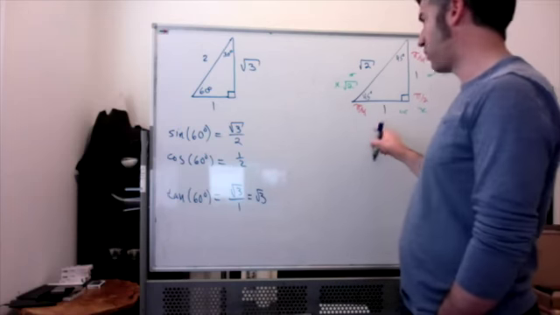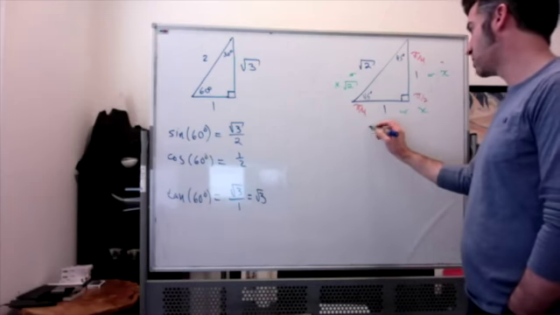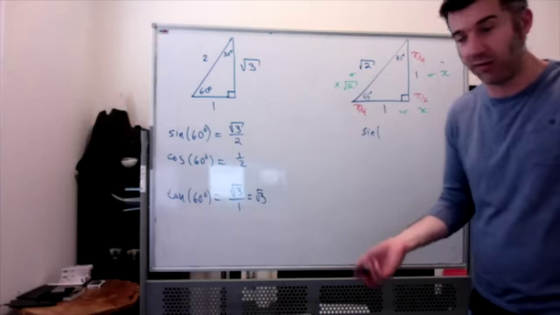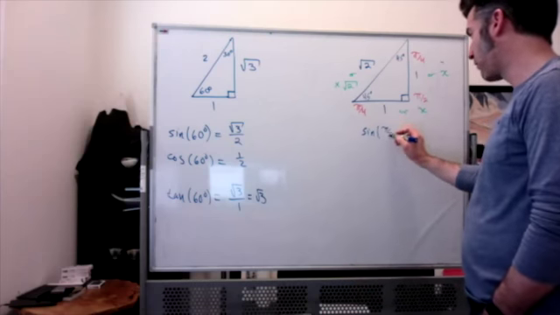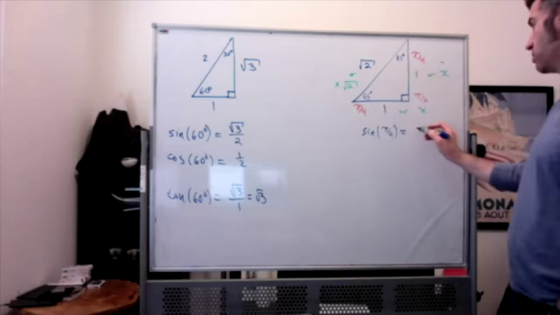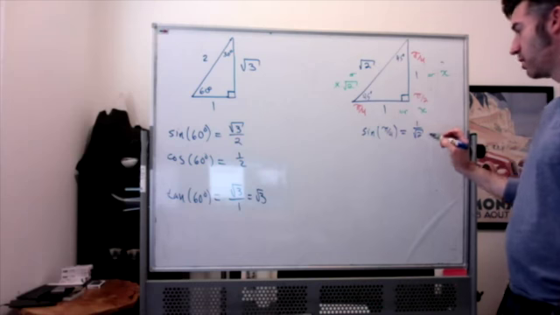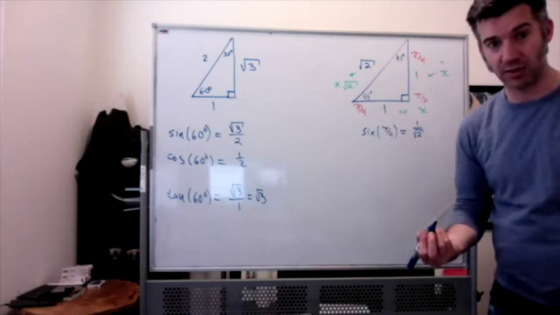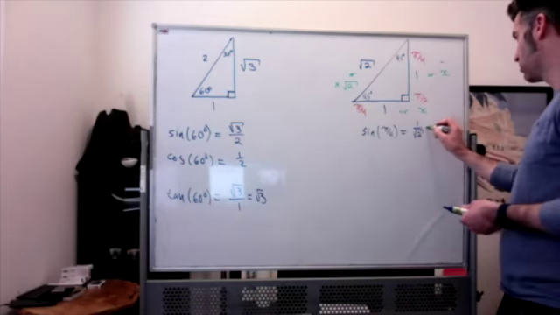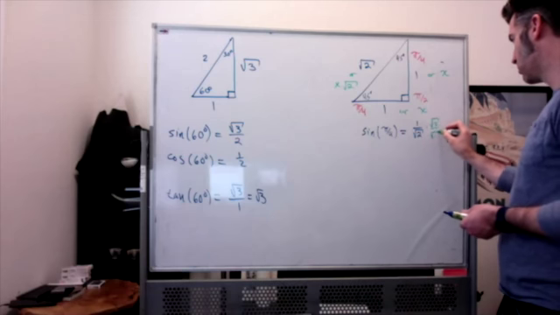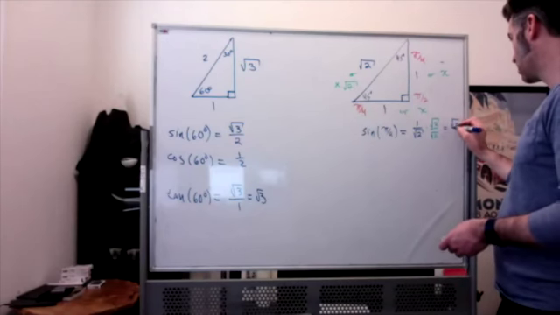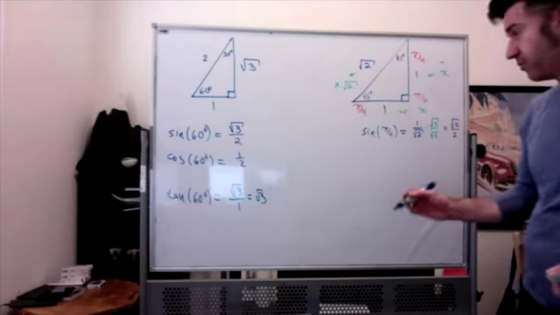Let's do the 45-degree angle ones. So sine of 45 degrees. Actually, let's do it in radians. It's still the same. So sine of pi over 4 radians is opposite over hypotenuse, which is 1 over the square root of 2. Now, we usually rationalize this answer. We usually multiply by the square root of 2 over the square root of 2 and get the square root of 2 over 2. So sine of pi over 4 radians is the square root of 2 over 2.